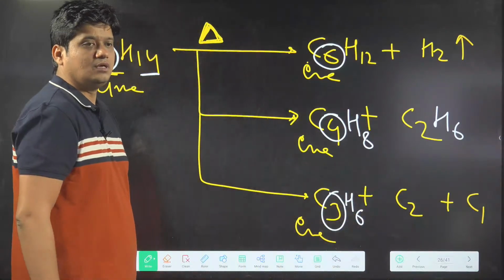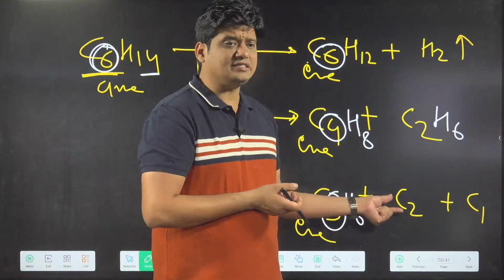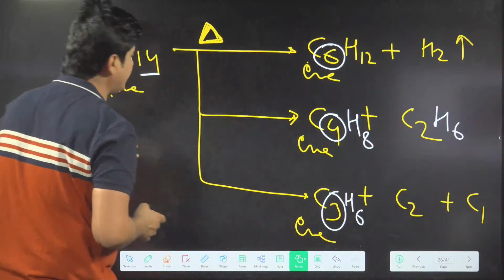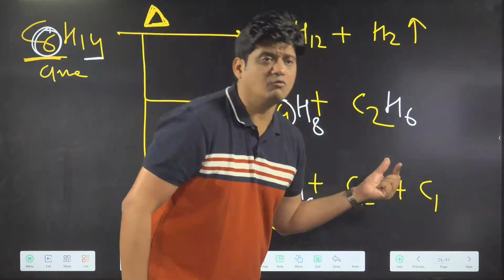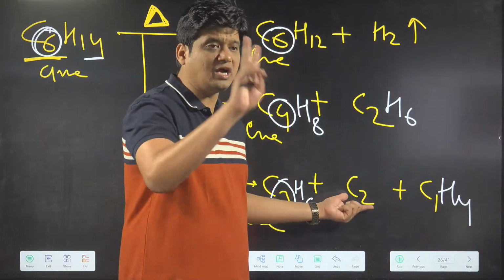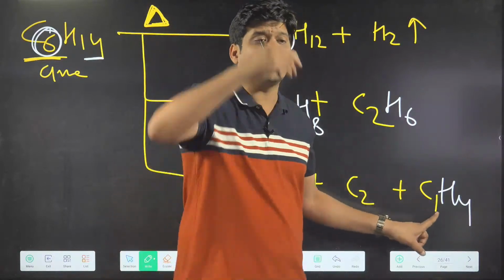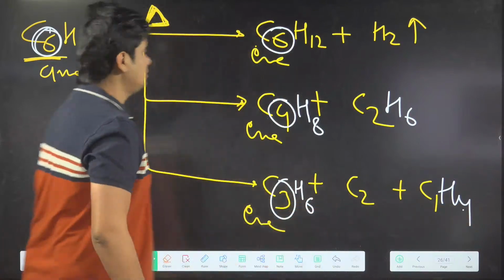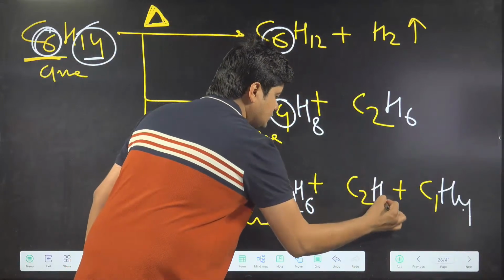So it is C3H6. Now C2 is difficult to guess. We don't know whether it is ethane, ethene or acetylene. But C1 is very easy to guess. With one carbon, you have methane, CH4. With 2 carbons, it is difficult to guess whether it is alkane, alkene or alkyne, but 1 carbon is definitely methane. So 6 plus 4, 10. Total is 14. 10 is done. What is left? 4. So it is C2H4.